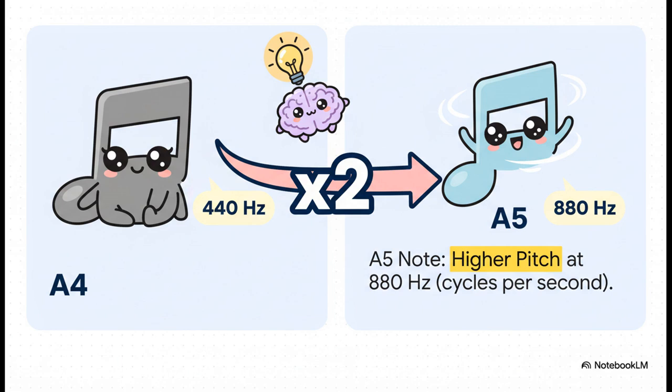You see, the pitch of any note is all about its frequency, which we measure in hertz. That's just cycles per second. The note A4 vibrates at a neat 440 hertz. So what about A5? It vibrates at exactly 880 hertz. It's a perfect doubling. That clean, simple 2-to-1 ratio is what our brain hears and says, aha, that's an octave.